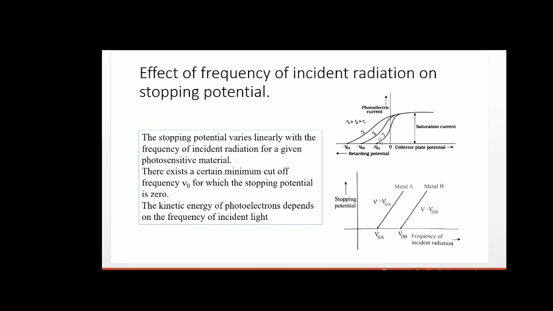So we can conclude that the stopping potential increases with the frequency of light, and the saturation current is independent of the frequency of light. But the stopping potential depends on the frequency of the light. So we can say the kinetic energy depends on the frequency of the incident light. We know kinetic energy is e times stopping potential. So stopping potential depends on the frequency of light, and kinetic energy will depend on the frequency of the incident light. There exists a certain minimum cutoff frequency ν0 for which the stopping potential is 0.